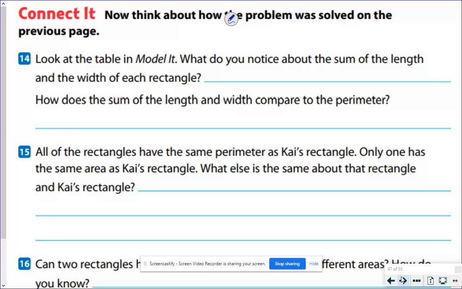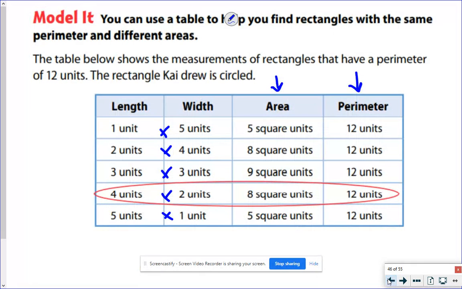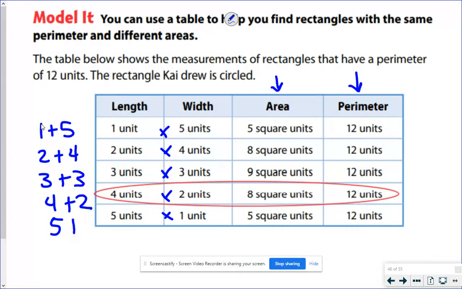If we go back and look at the table, what is it that you notice about the sum of the length and the width of each rectangle? In class today, I had the students take out their whiteboards and find the sum of each of these lengths and widths. I know that sounds odd, but if we do that, hopefully there's something that we can notice. And you might be noticing it as I'm writing this out.